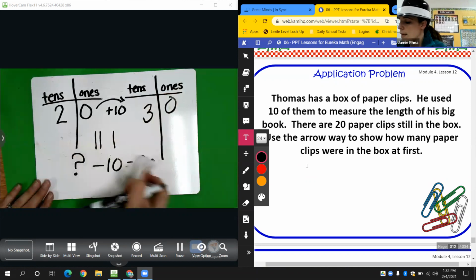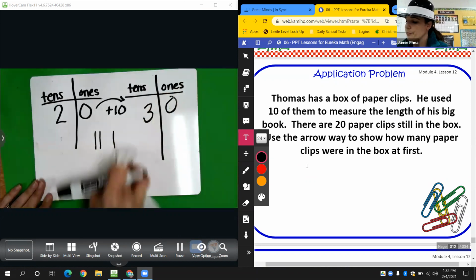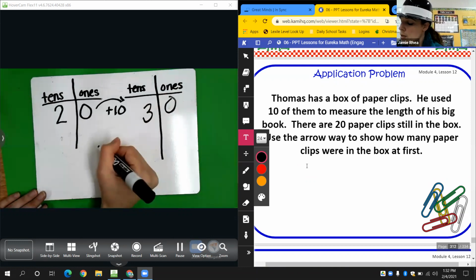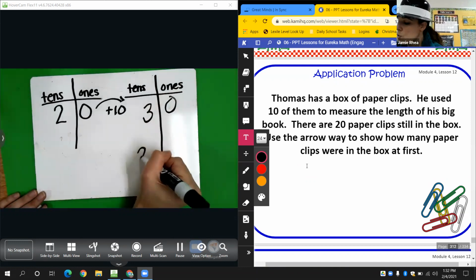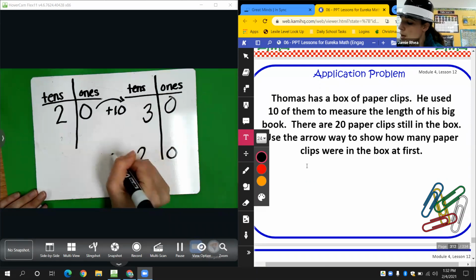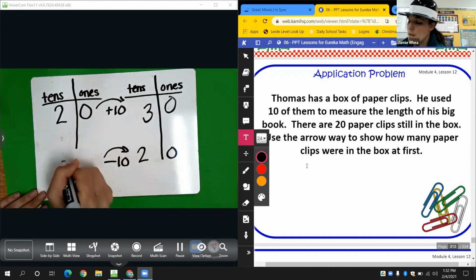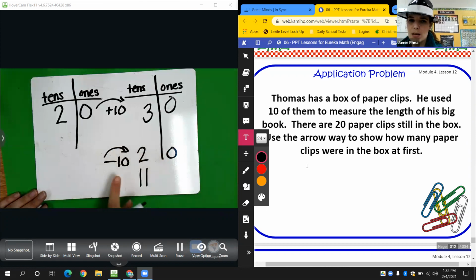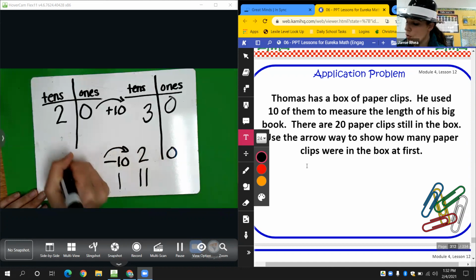Here's another way to look at it, guys. I could say that we had 20 over here. That's how many we ended up with, right? And I took 10 away. So if we had 2 10s here and we took 10 away from this one, let's put 10 here. 1, 2, 3. We had 10s over here.